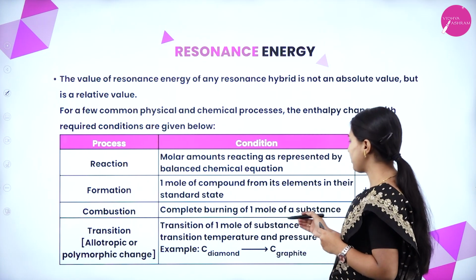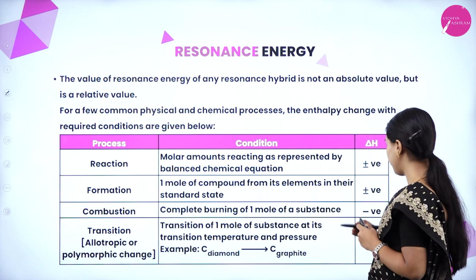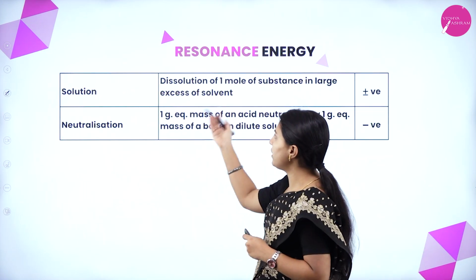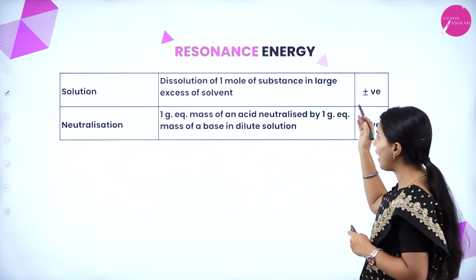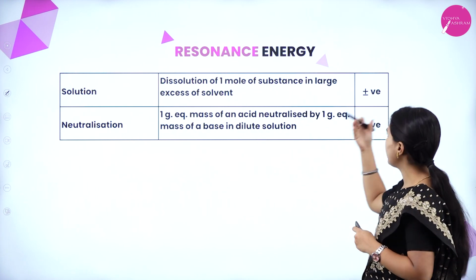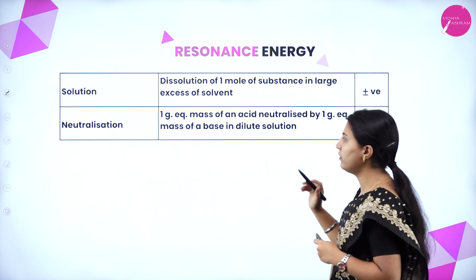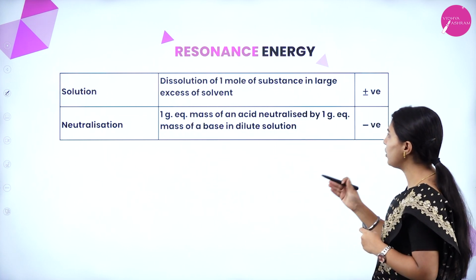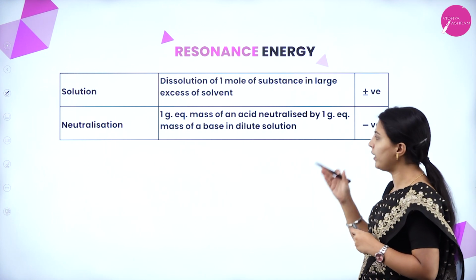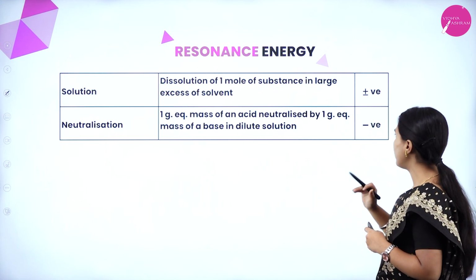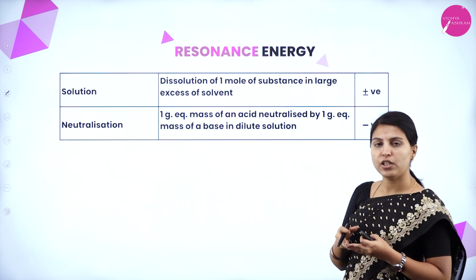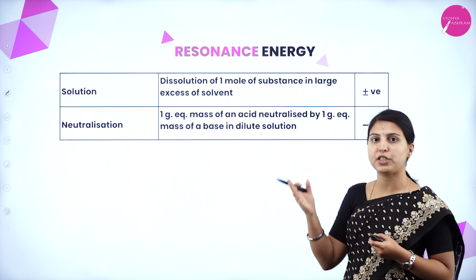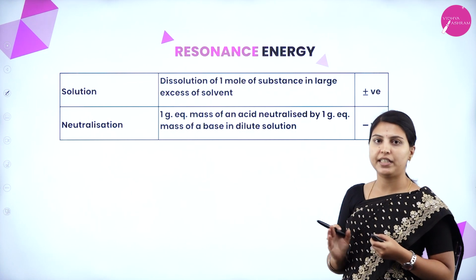Transition means allotropic forms, one form to another form. Transition of 1 mole of substance at its transition temperature and pressure can be positive or negative. Solution is the dissolution of 1 mole of substance in a large excess of solvent, which can be positive or negative. Neutralization is when 1 gram equivalent mass of an acid is neutralized by 1 gram equivalent of base in dilute solution, so it is negative. These are the enthalpy conditions with respect to process.